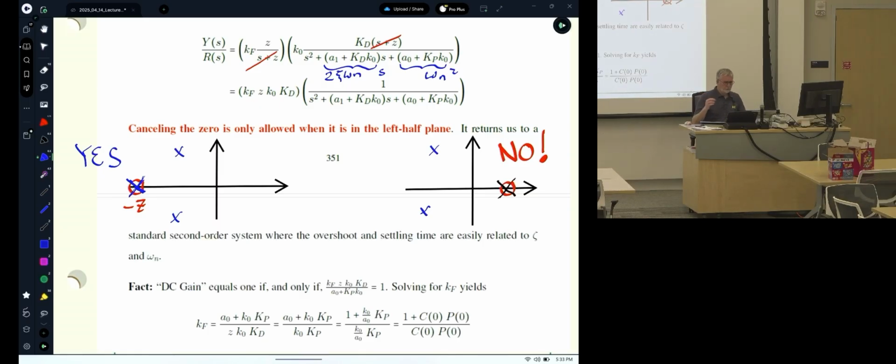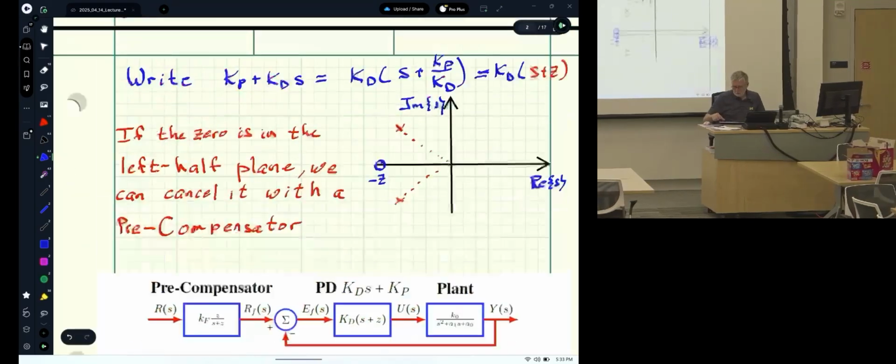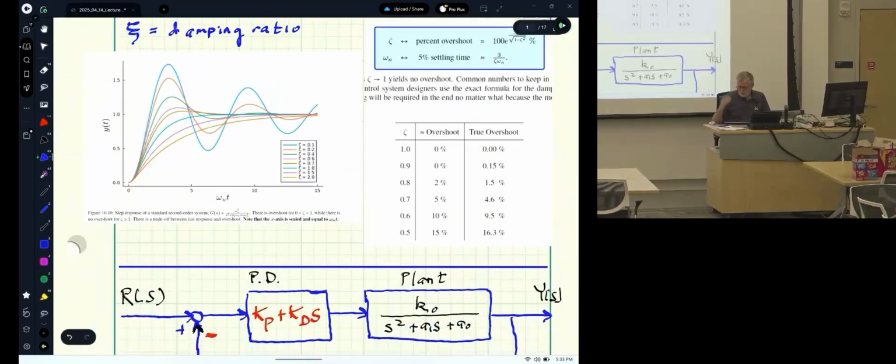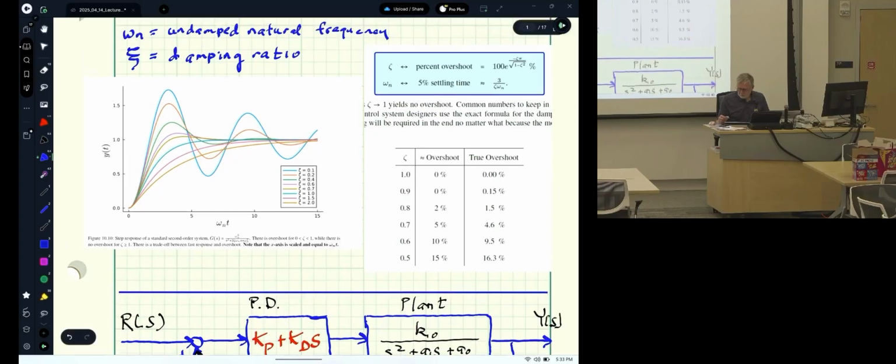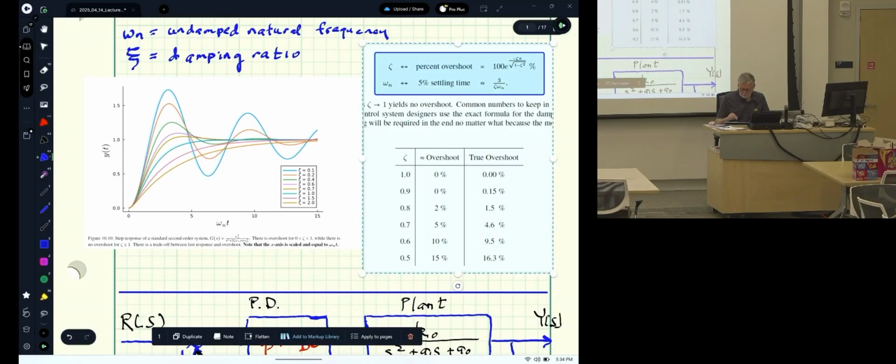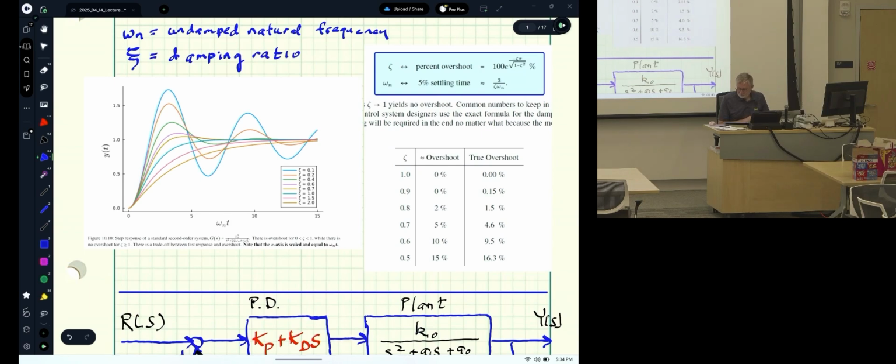So there's a workflow. Set your performance specifications, and for us, percent overshoot and settling time. In the project, you're going to use zeta as 0.7, and I'll give you a settling time, okay? You're not experienced enough to be choosing these, so I'll just give them to you.